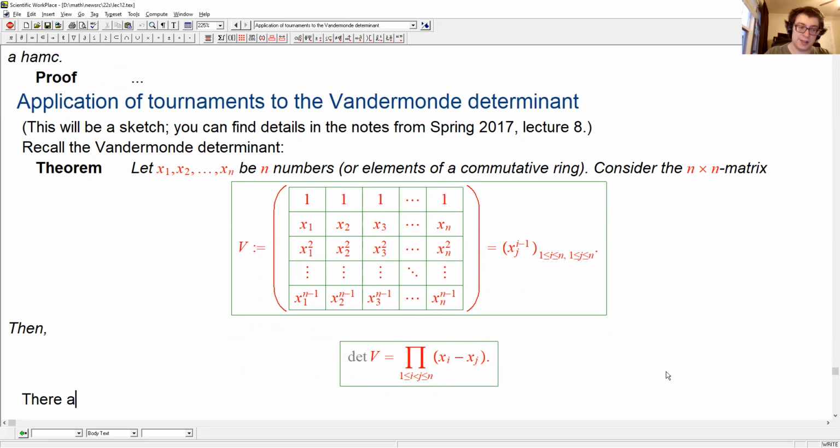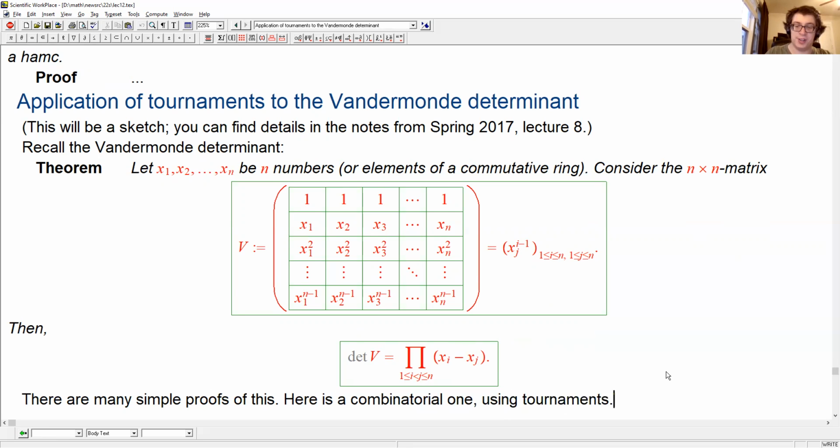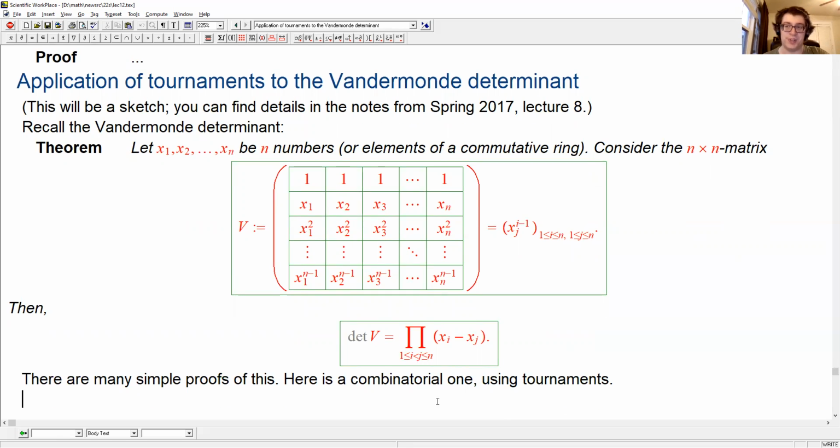So as I said, there are many simple proofs of this just by algebra alone. Induction on n, you can do, there is an LU decomposition. There are various ways to do it. But here is a combinatorial one using tournaments. First of all, what does any of this have to do with tournaments? So how do that V and this product relate to tournaments?